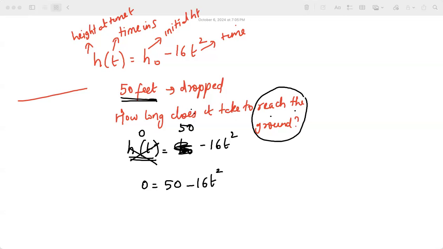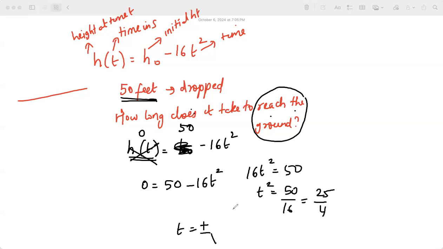It's not simplified. Okay. See here, guys, 16 t squared equals 50. t squared equals 50 by 16. Just simplify the fraction first, 25 by 8. Now, t equals plus or minus the square root of 25 by 8.